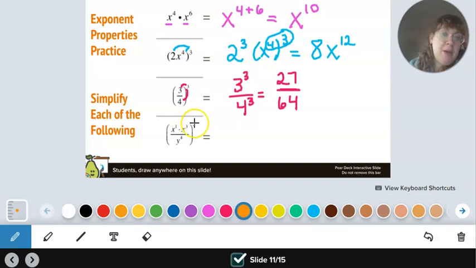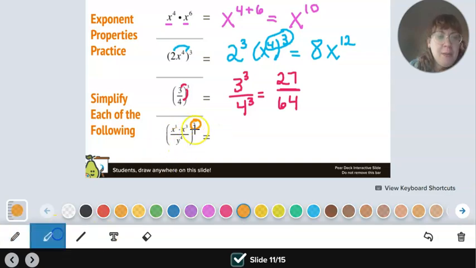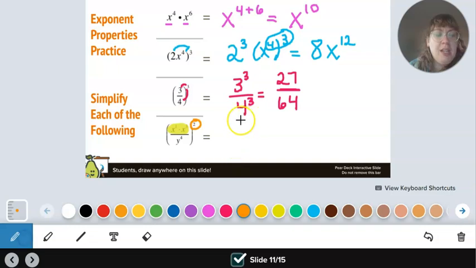Last one again, we have power of a quotient, so we have this whole big fraction that's all being squared. So we need to make sure all of this is getting distributed. First, let's simplify x to the first times x cubed. They both have the same base, they're being multiplied, add those exponents, and we get an x to the 4th divided by a y to the 4th, and that's all squared.